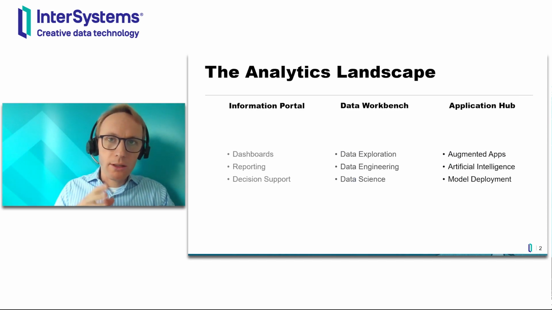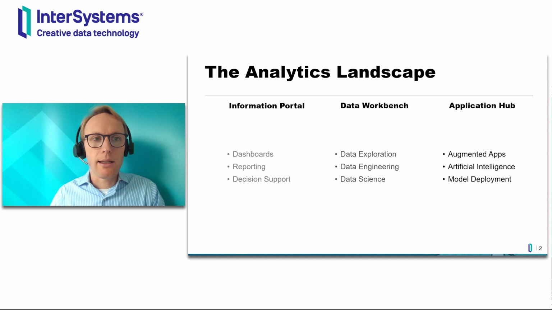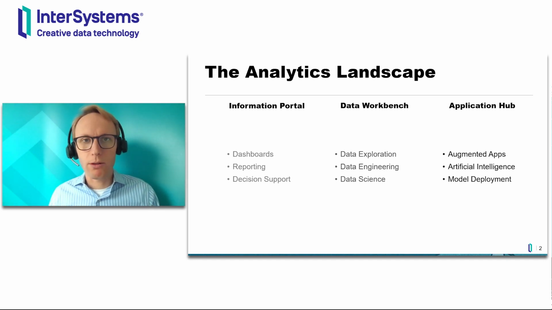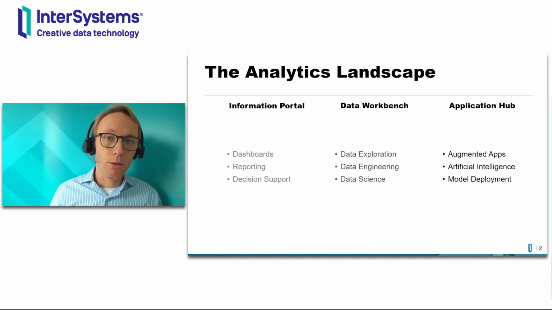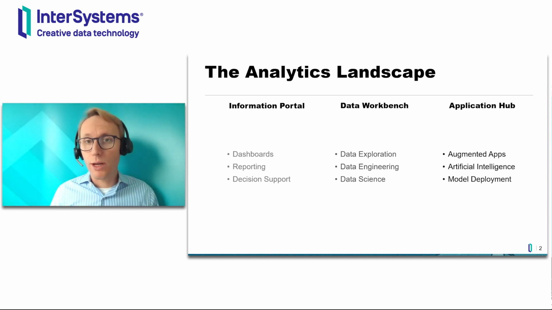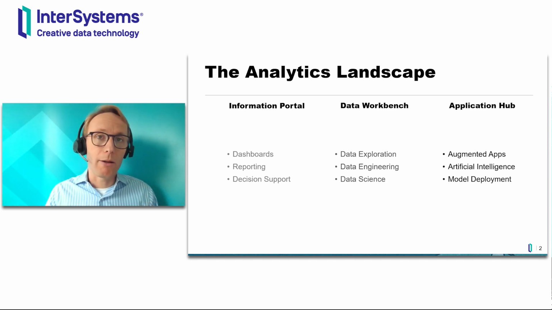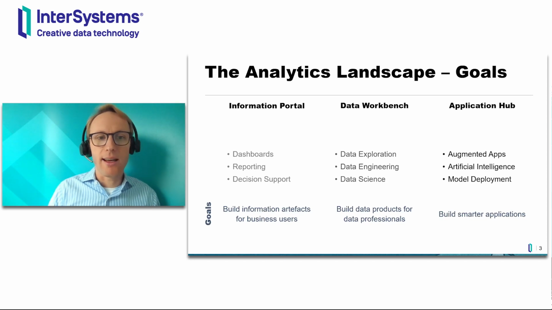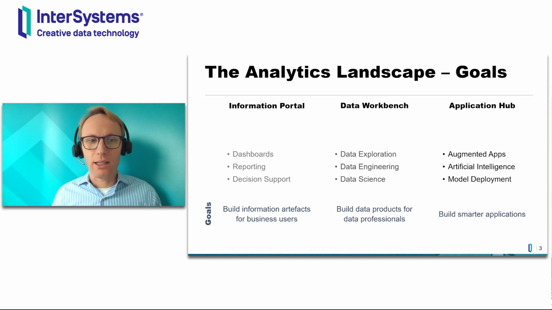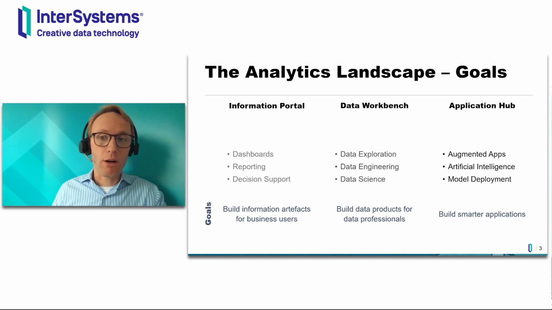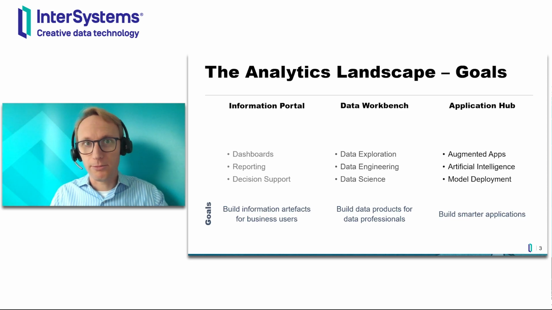So we've tried to tier it up into 3 different areas that largely correspond to some of the more typical functionalities. Information portal is all about dashboards, reporting, supporting people to make better decisions, so end consumer kind of work. The data workbench is more hands-on, where you're really operating on the data and creating other data products. And in the application hub, we're talking more about application development. So you can translate that into these goals: building artifacts for business users, building data products for data users, and building smarter applications for consumers at large.